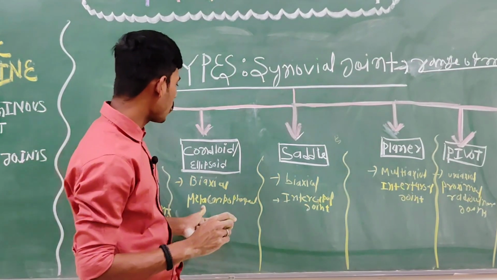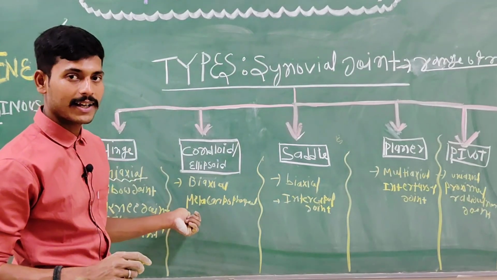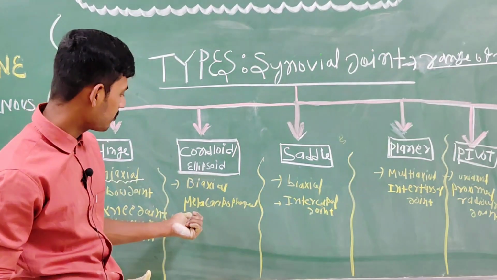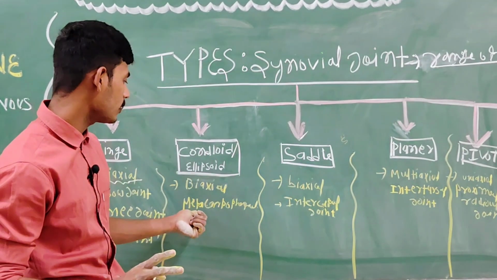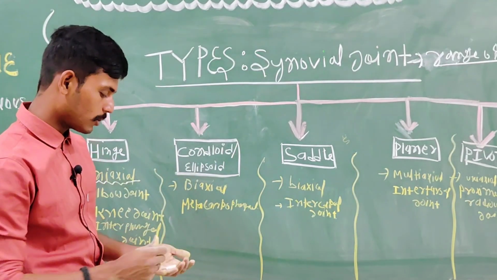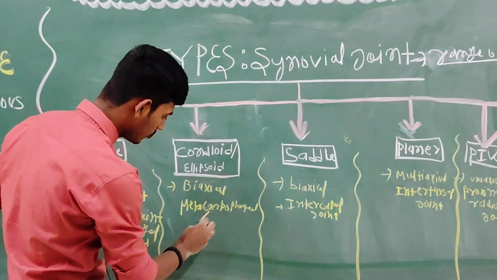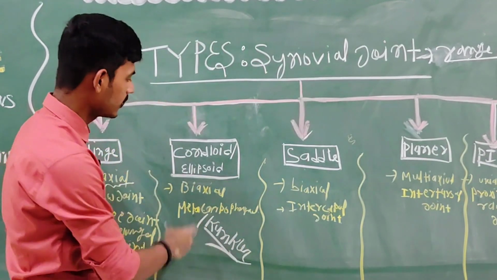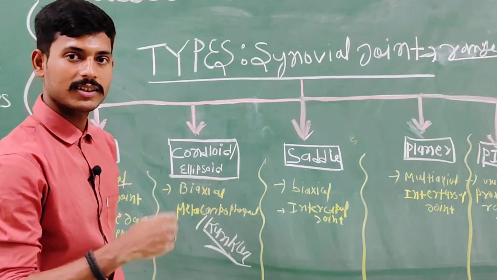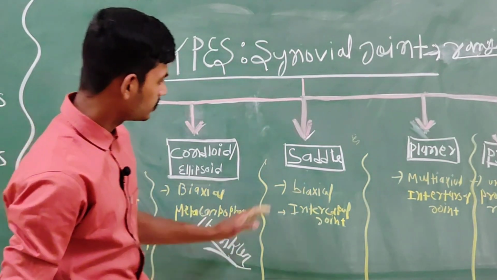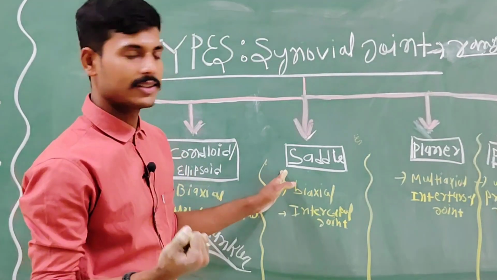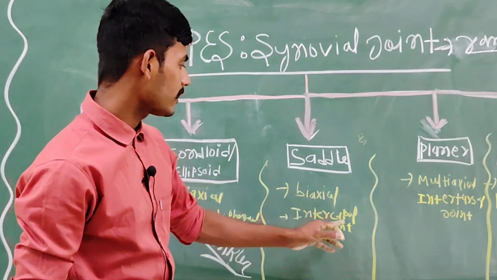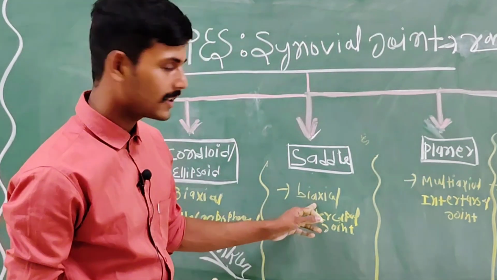Understanding? Now come to the condyloid joint or ellipsoid joint. They are biaxial, so you can move in two axes. The example is your metacarpophalangeal joint. It is also called knuckles. Write it down. So it's the example of condyloid joints. I'm not going into detail, because these joints are easily unstable. Then you have the saddle joint. Example is your intercarpal joint. This is also a biaxial joint.